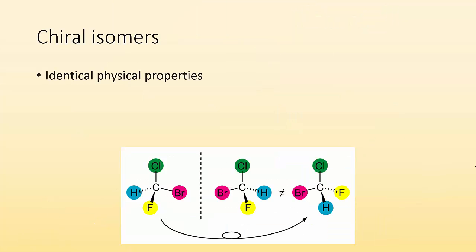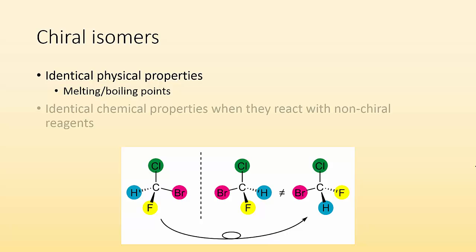Cool. So chiral isomers have identical physical properties because they have the same connectivity. They're just arranged differently in 3-dimensional space. So they have the same melting and boiling points. They also have identical chemical properties when they react with non-chiral reagents. Only then do they have identical chemical properties. And the reason for that is sometimes the chemistry, when you have chiral reagents, the form does matter. It's like, all right, I have this left-handed glove versus a universal glove, the little silicone one that you can just slip over either hand. It matters when you have chiral reagents.